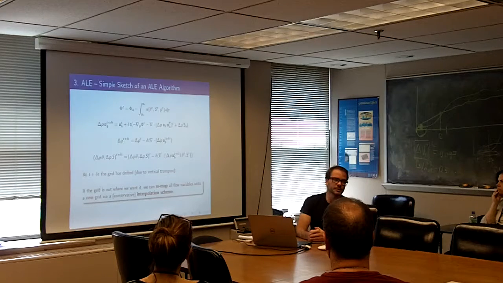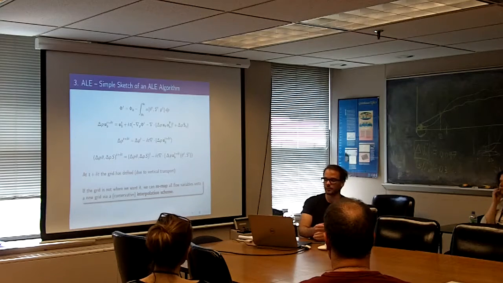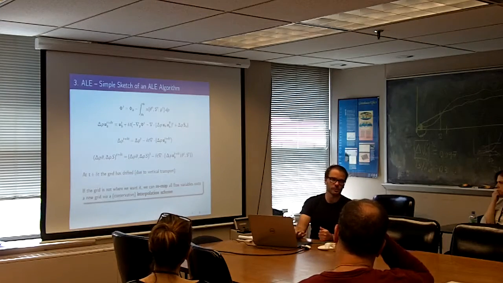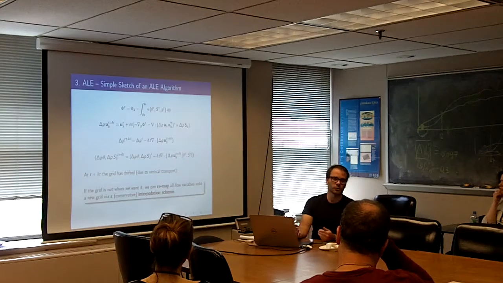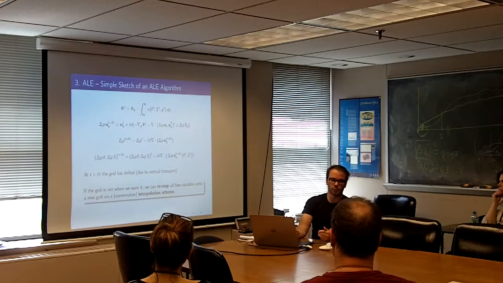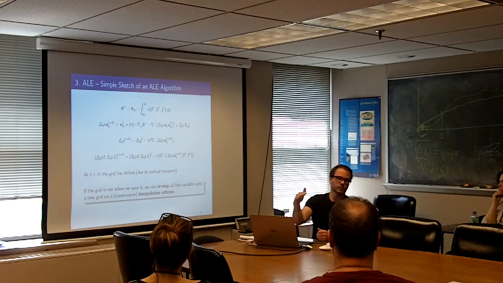Okay, so at the t plus delta t level, the grid will have drifted due to vertical transport. In the evolution equations, both for the tracers and for the momentum and the thermodynamic variables, there's no explicit vertical flux. It's only grid motion. So at t plus delta t, the grid has moved with the flow. And at that stage, if we decide that the layer-wise levels are not where we want them, then we do this remapping process.